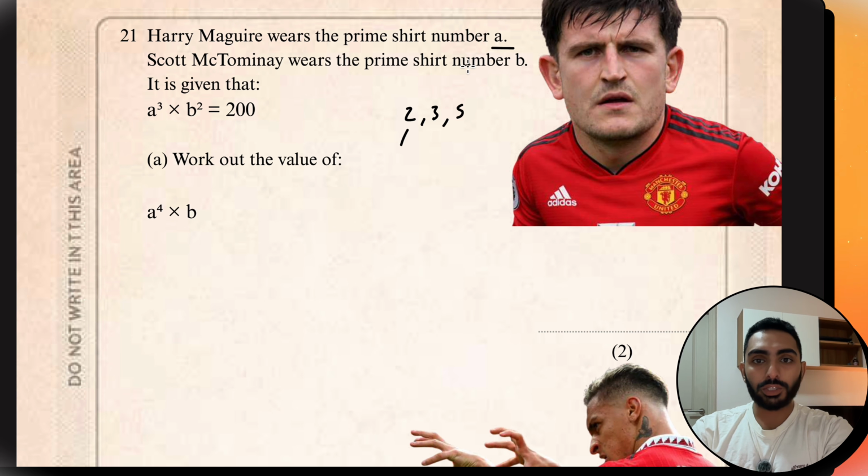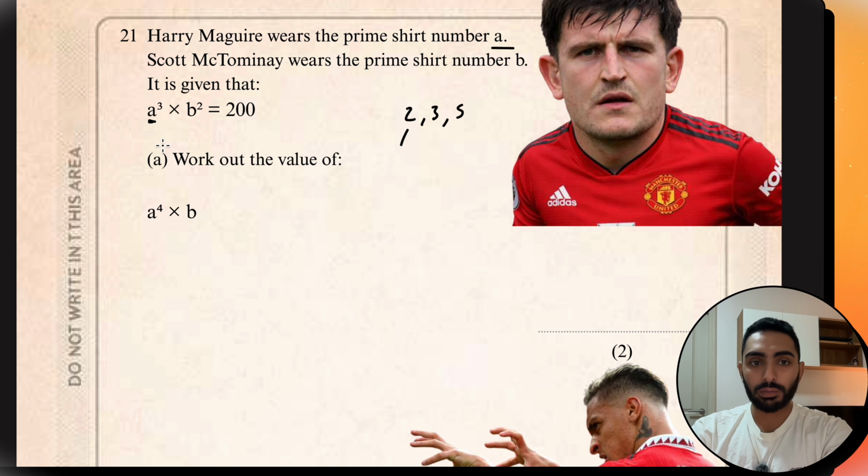Scott McTominay wears the prime shirt number B. It's given that A cubed times B squared is 200. We know that they're both prime numbers. I think they're going to be quite small numbers because we're cubing one of them and then squaring the other one. Let's just try it with 2 as our A.